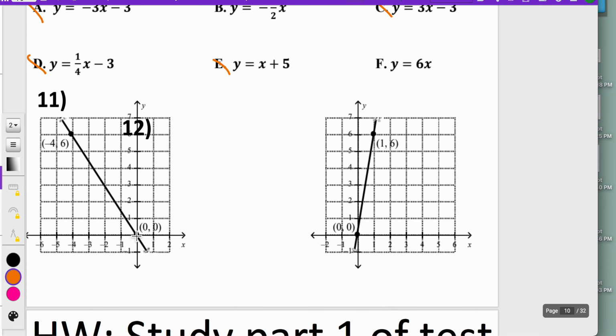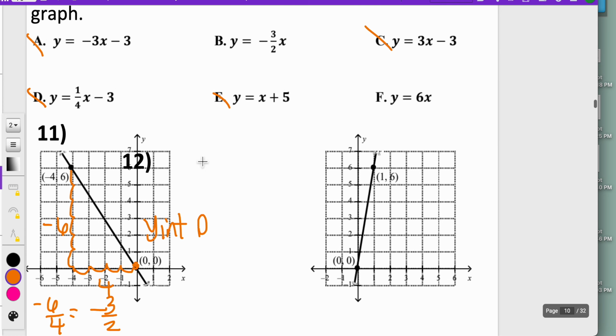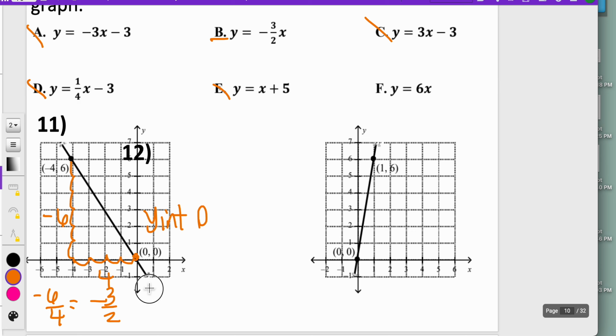For number 11, my y-intercept is 0, but my slope is 1, 2, 3, 4, 5, 6, and my run is 1, 2, 3, 4. Now negative 6 over 4 can be reduced to negative 3 over 2. The only option that gives me is letter B, y equals negative 3 over 2x.